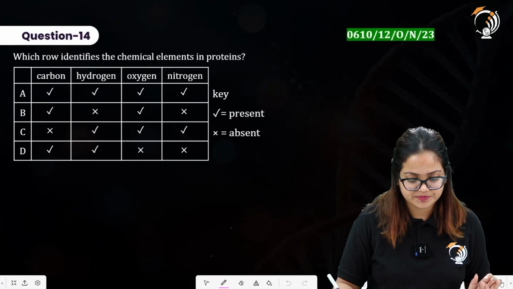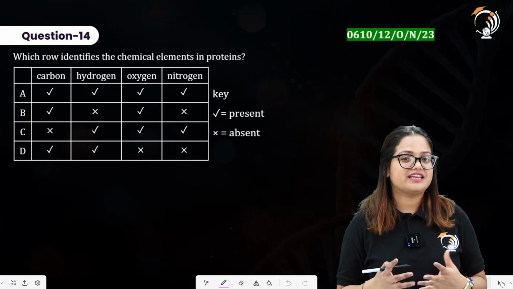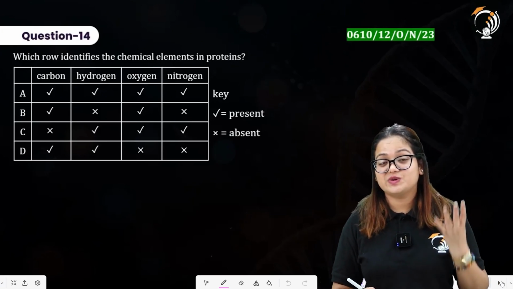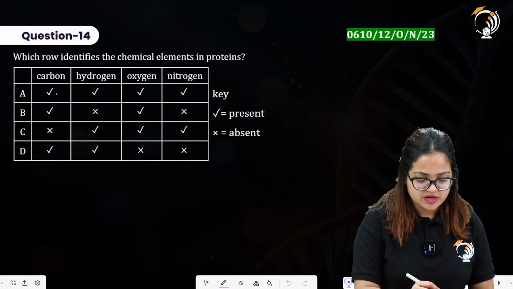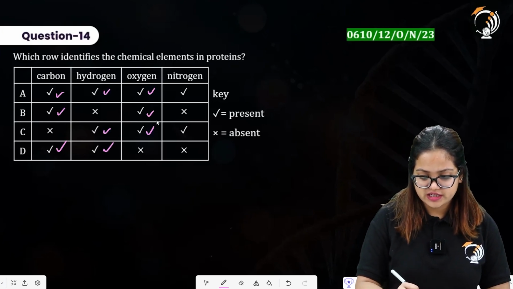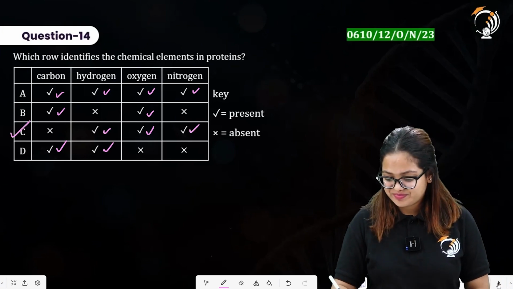Alright, which row identifies the chemical elements of the proteins? Now what are the chemical elements in proteins? Carbon is there, hydrogen is there, oxygen is there, and nitrogen is also there. So carbon is a tick, hydrogen is a tick, oxygen is a tick, nitrogen is a tick. Option C here is our right answer.